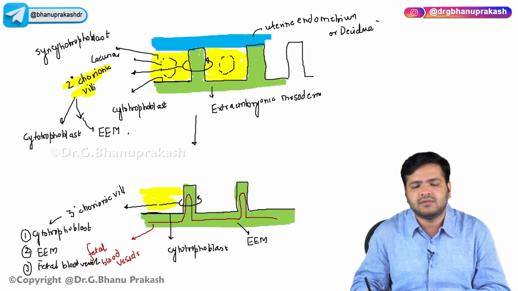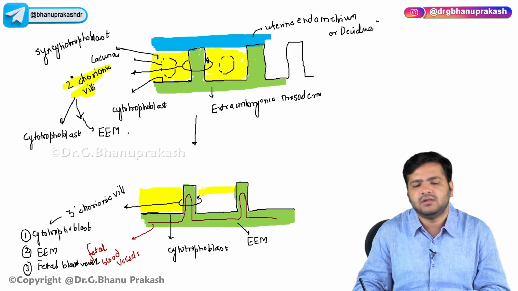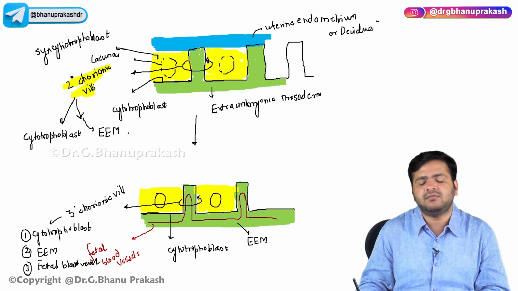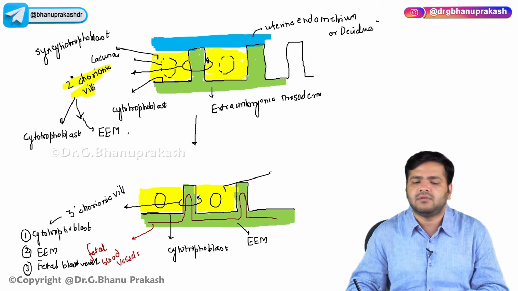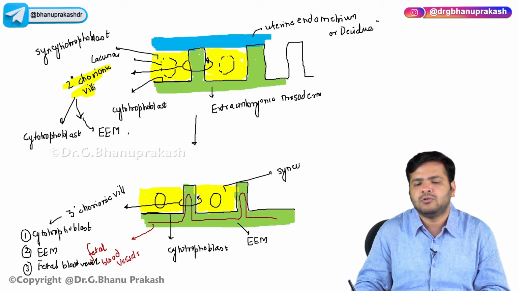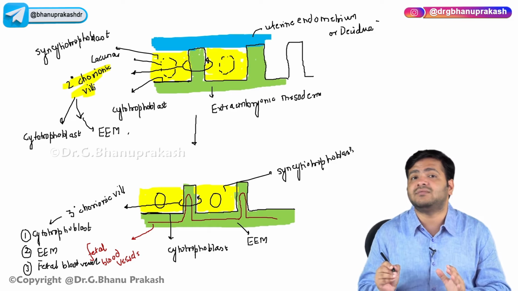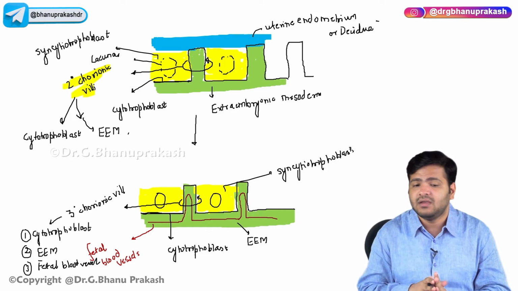So we have the Syncytiotrophoblast that I am highlighting in the yellow color, right? So yes, this is the Syncytiotrophoblast, and this Syncytiotrophoblast has the lacunas which are there, right? We have these lacunas. So remember, this is the Syncytiotrophoblast, one without the cell membrane, only nucleus is present, only syncytium is there, right?